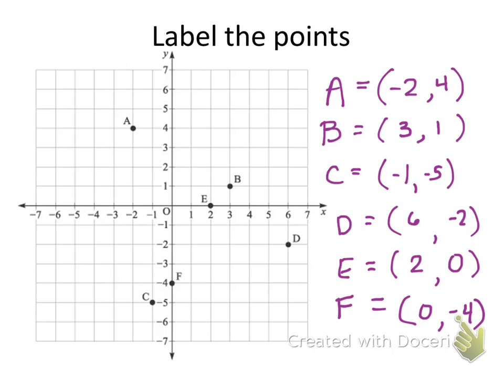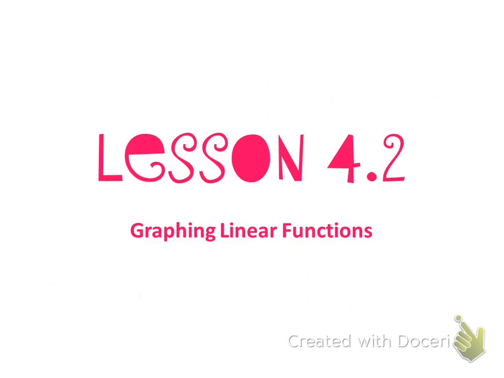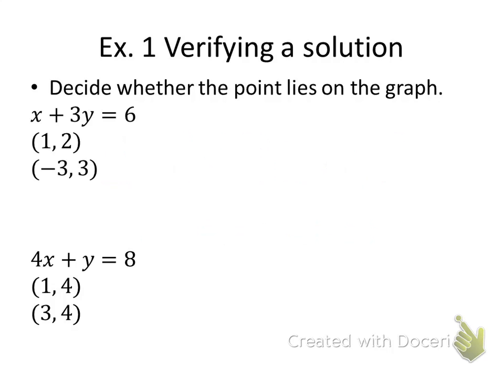So we're going to move on into 4.2. So in lesson 4.2, we're going to actually graph linear functions. Now, linear, what do you think that that's going to represent? A line. Very good. Now, before we even get into that, though, we're going to verify a solution. So we're going to take equations, and I'm going to take an ordered pair and say, yes, it is a solution, or no, it's not.